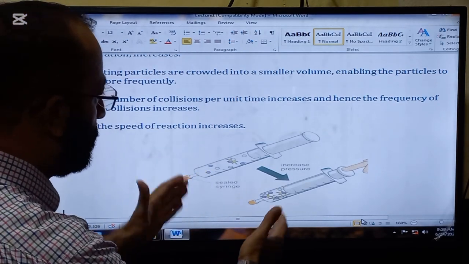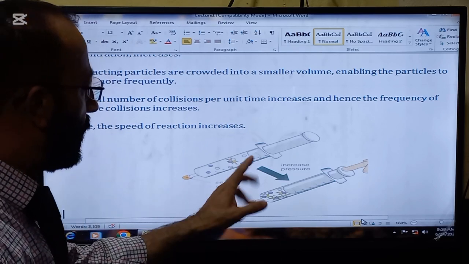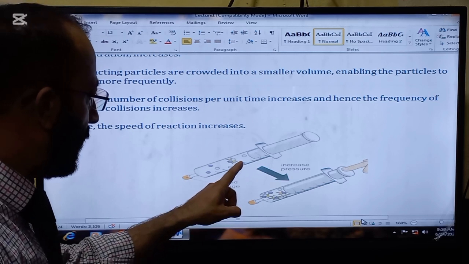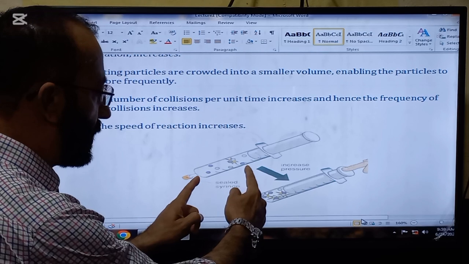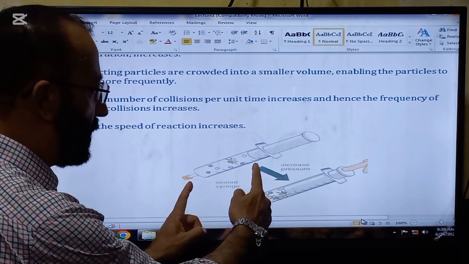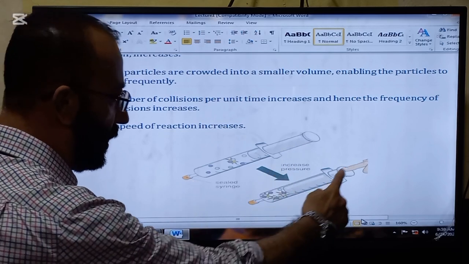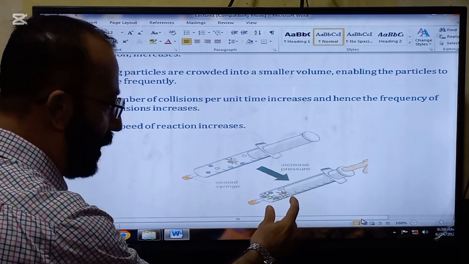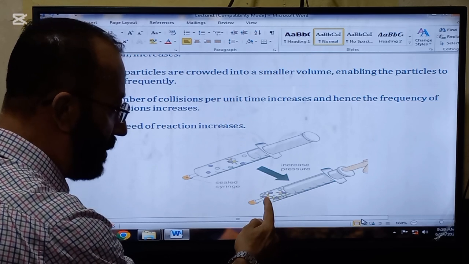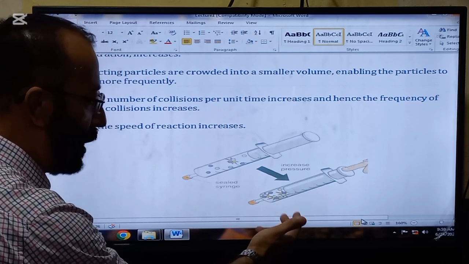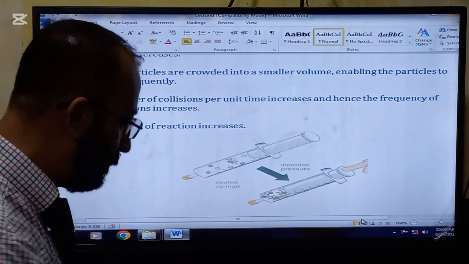Look now, here are two syringes, or you may consider it one syringe. When the syringe was in this condition, here are the reactant particles. The reactant particles are far away from each other because more space is available. But when we push the plunger like this, definitely there will be less space available for the reacting particles. They have come closer to each other, there will be more collisions, more successful collisions, and the rate of the reaction will be increased.